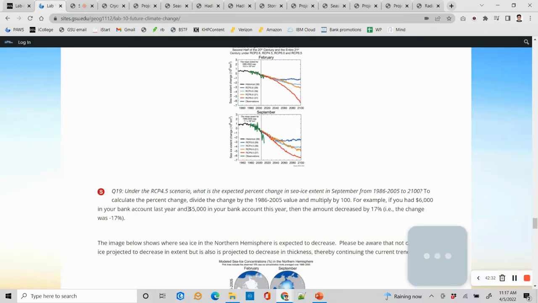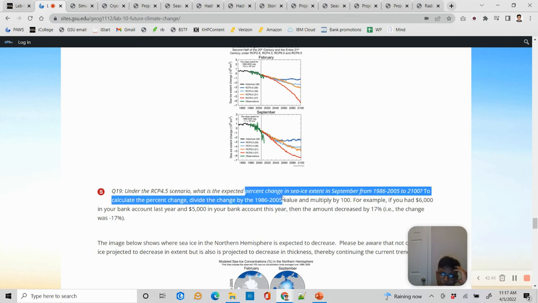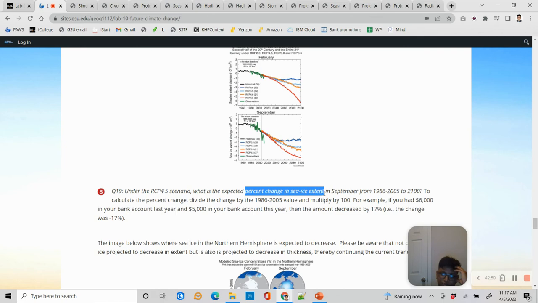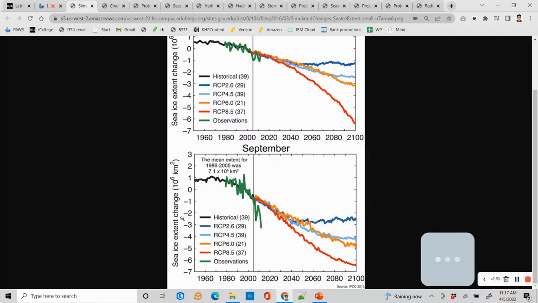So what is asking you to go for the RCP 4.5 scenario. So you need to go for the 4.5, that means the light blue. Then it's actually asking you to study from the September season. Then it's asking you to go for the percentage change in sea ice extent. How much percentage will be changed? How will we calculate them?